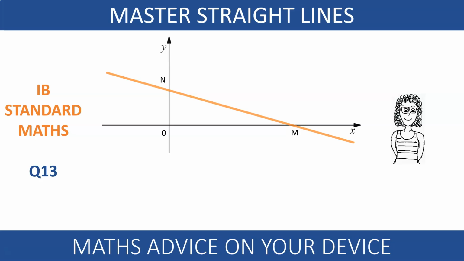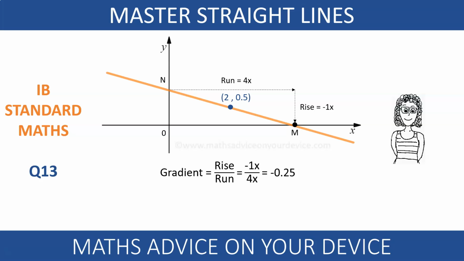The length OM is 4 times the length ON. If the point (2, 0.5) lies on the line, find the equation of this line and the x-coordinate of point M. First, we need to find the gradient of the line. Since OM is 4 times ON, the gradient of the line, the rise over the run, is minus 1/4.